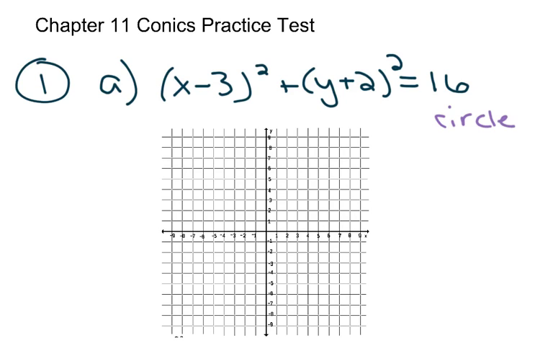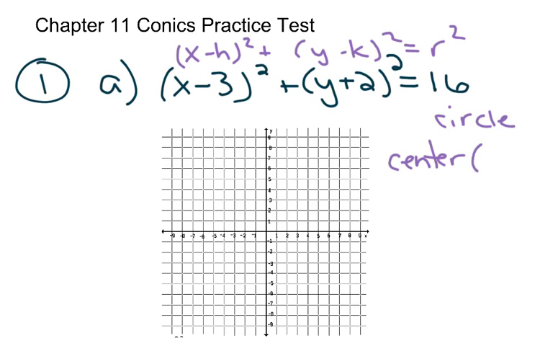And the reason I know it's a circle is because it's in the form x minus h squared plus y minus k squared equals r squared. When you go and find h, k, remember that the general formula has a minus sign in the parentheses, so the center of the circle is going to be at 3, negative 2. So the first thing I'm going to do is put a dot at 3, negative 2 on my graph. The radius is the square root of 16, which is 4.